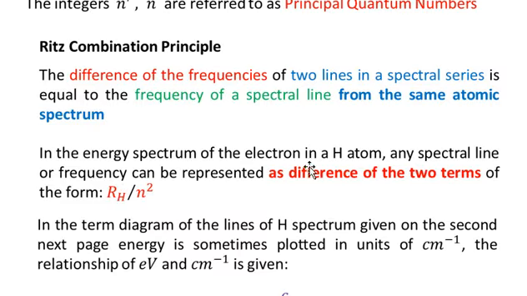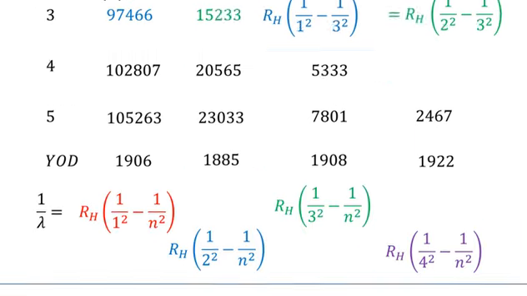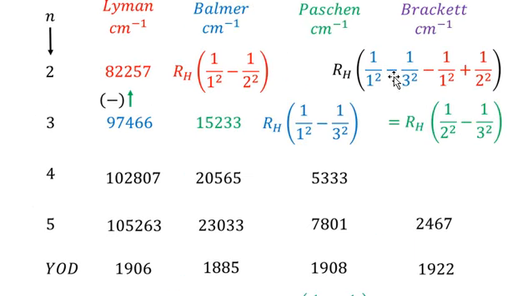In the energy spectrum of the electron in a hydrogen atom, any spectral line or frequency can be represented as a difference of two terms of the form Rydberg constant divided by n square. So you see that if you take a difference of two terms of this form, then of course you can generate the other terms. For example, you can see that I have taken the differences of the form of this term, that is the Rydberg constant.